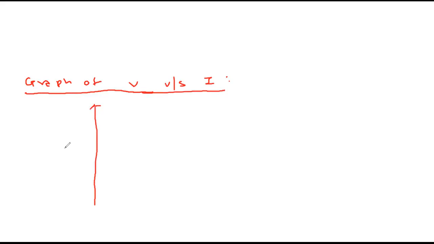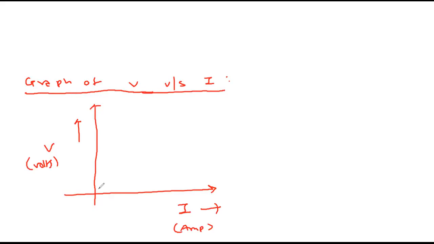Conductance is done. Graph of V versus I. This is V, this is I. I is in ampere, it can even be in microampere. This is in volts. It is found that the graph is a straight line passing through the origin because V is directly proportional to current.